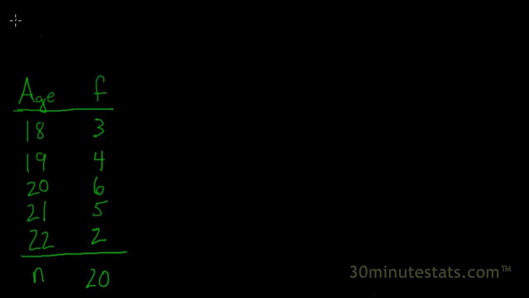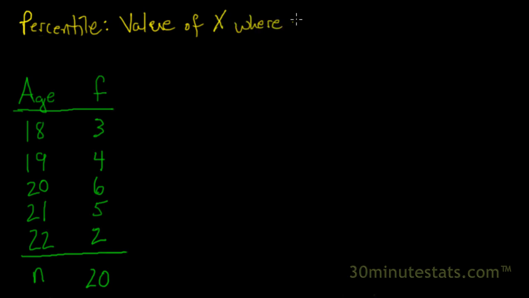Okay, now in this video I want to talk to you a little bit about how to find percentiles or percentile values for a variable. And percentiles are essentially values for a variable. It's a value of x, some variable, where there is a specific percentage of cases or observations with smaller values.